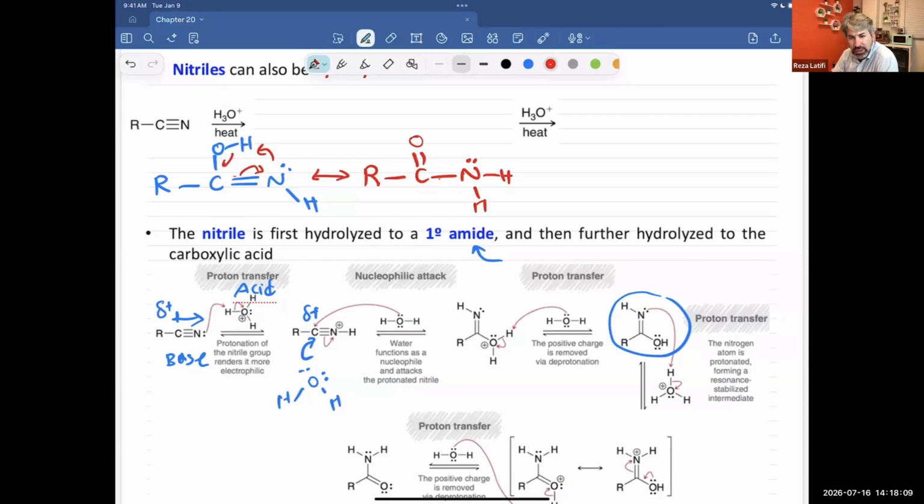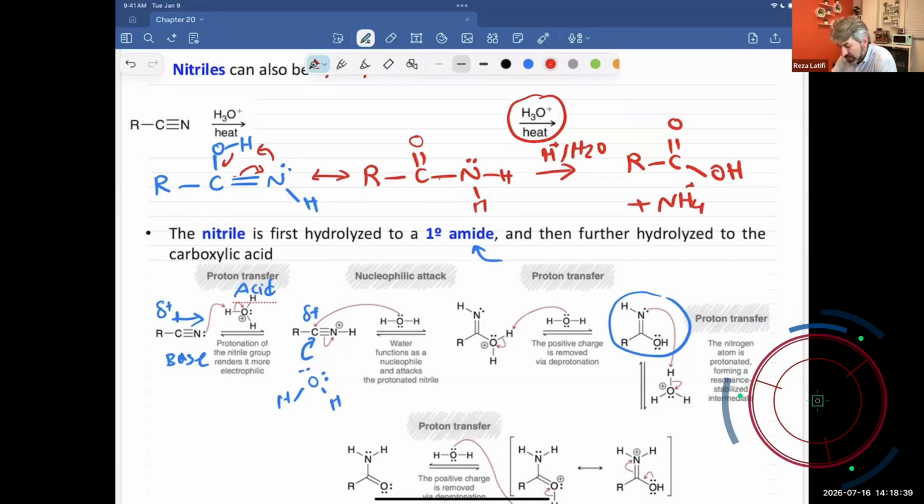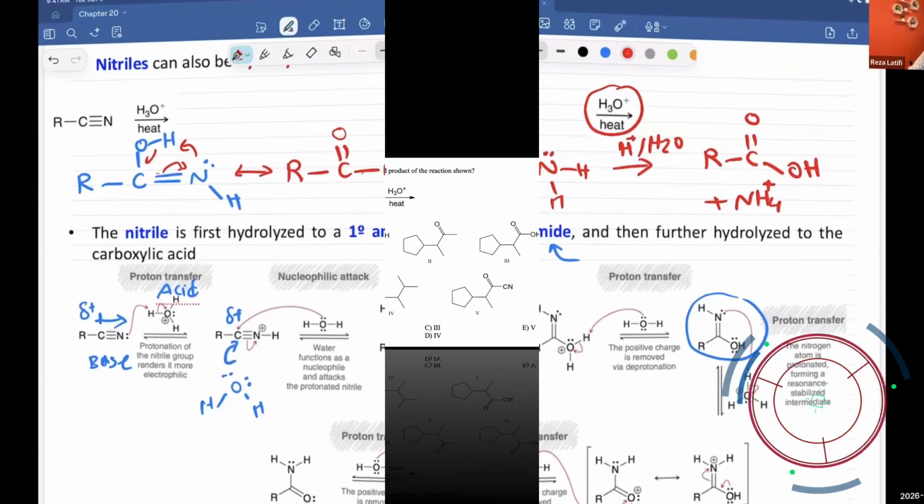So we got amide, and we know amide can go through hydrolysis. If this one happened, the next step, when we add water or aqueous acidic solution to it, H plus and H2O, we will get R, C, OH and NH2. It will leave as NH3, but because it's acidic solution, it will turn to NH4 plus. So we get ammonium plus carboxylic acid.